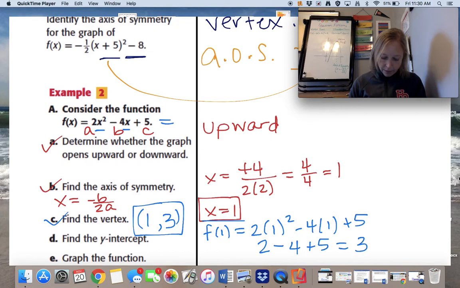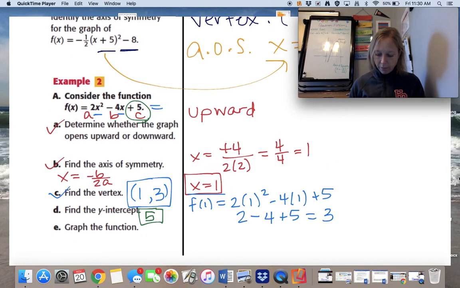Now I need to find my y-intercept. The y-intercept, that's the easiest one. It's just the letter c. It's the number at the end. The y-intercept you can just give as a number because we're saying where on the y-axis, at 5. The y-intercept is 5. And now I'm going to graph my function. So I'm going to use all of these things to graph my function.